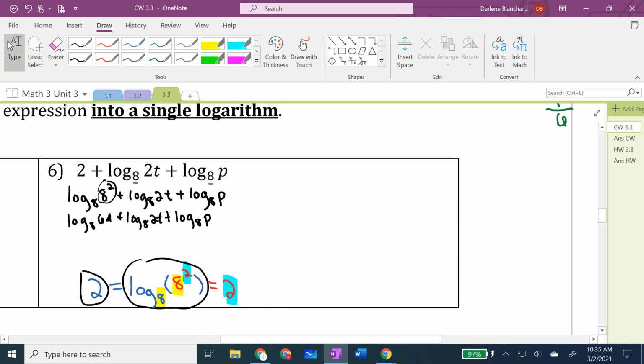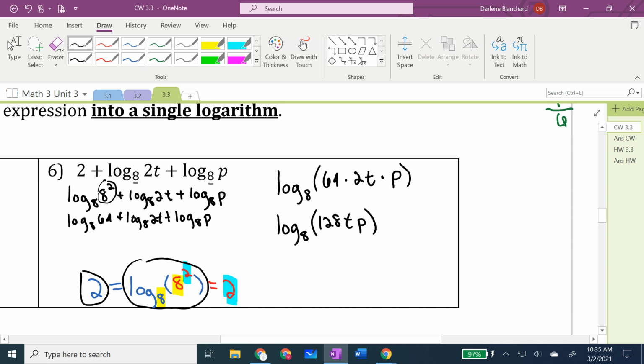And then I'm going to bring the log rule in. I'm adding 3 logarithms together. They are going to condense into a single logarithm that has that same base. And it's going to be 64 times 2t times p. But you are expected to simplify. You're able to multiply the 64 and the 2 together. And it's 128 TP.